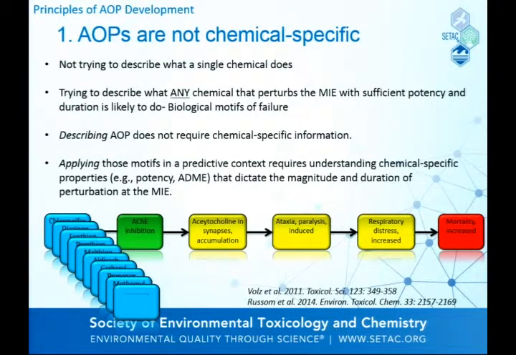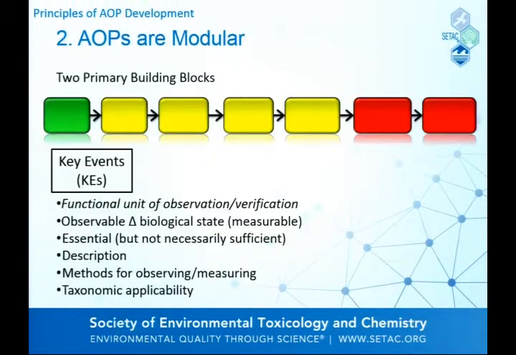Caveat here is that as soon as we want to apply that AOP in a chemical-specific predictive risk assessment, we have to take chemical-specific properties into account. Those are going to dictate how much of that chemical can get to the organism, where it's going to distribute in the organism, whether it's going to be metabolized or not. All that will affect whether we have enough severity, duration and potency at that molecular initiating event to really drive that pathway.